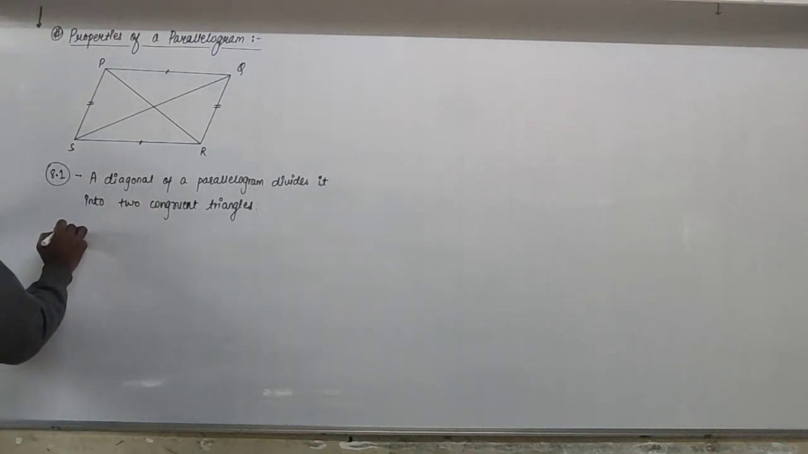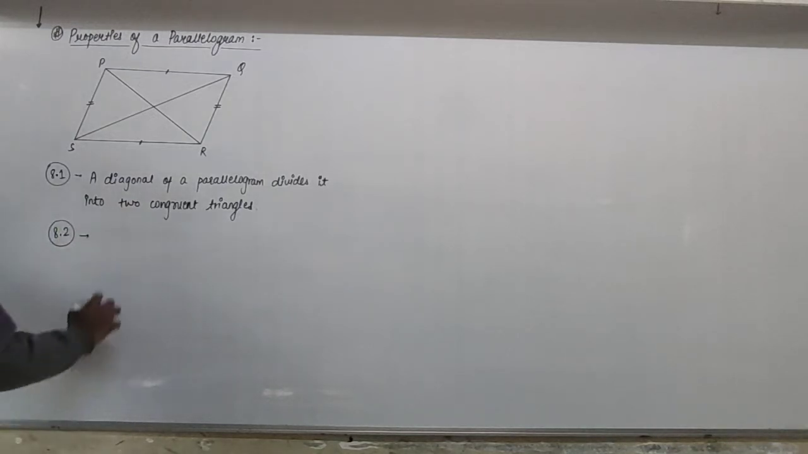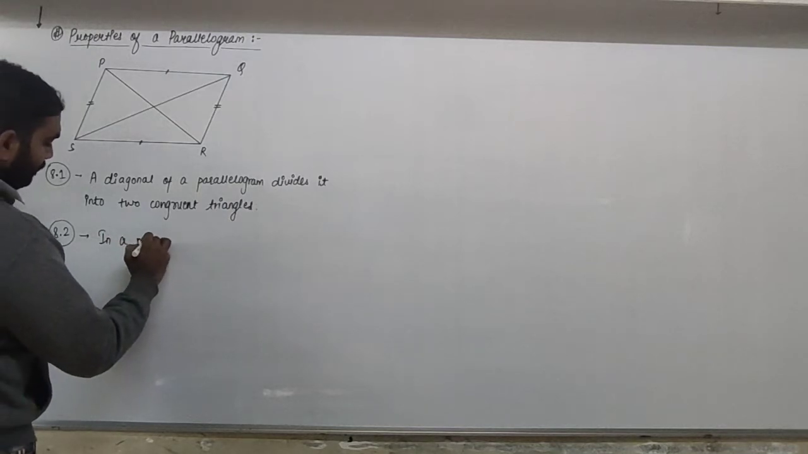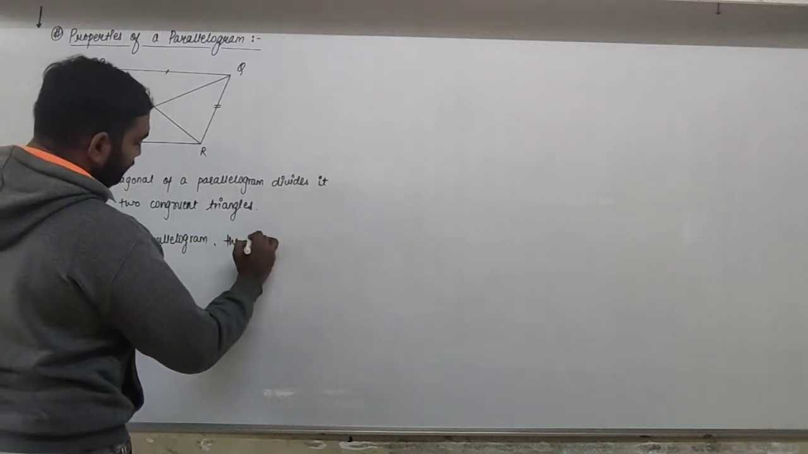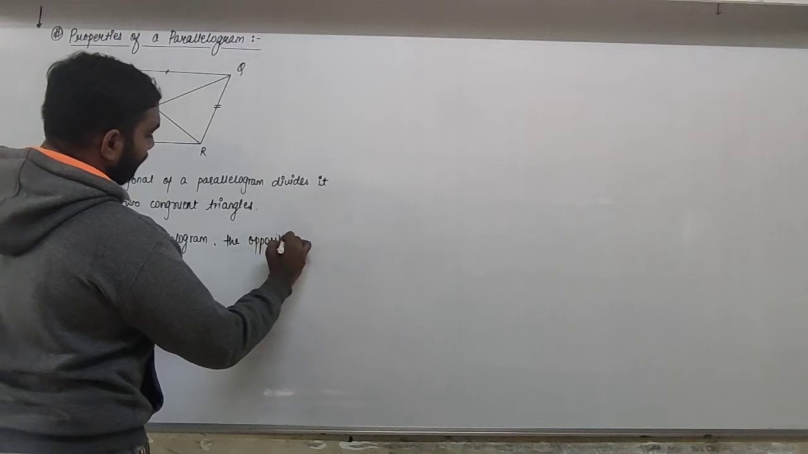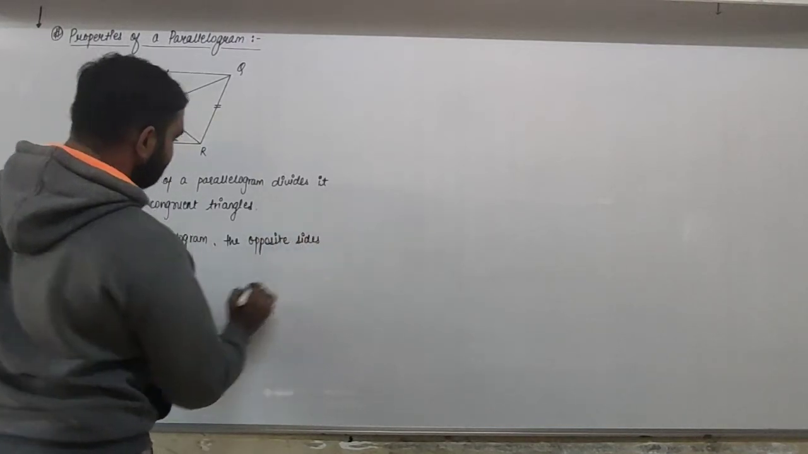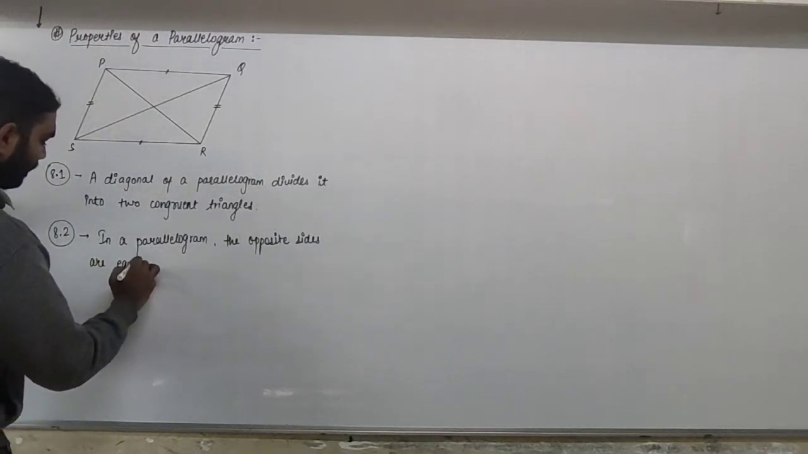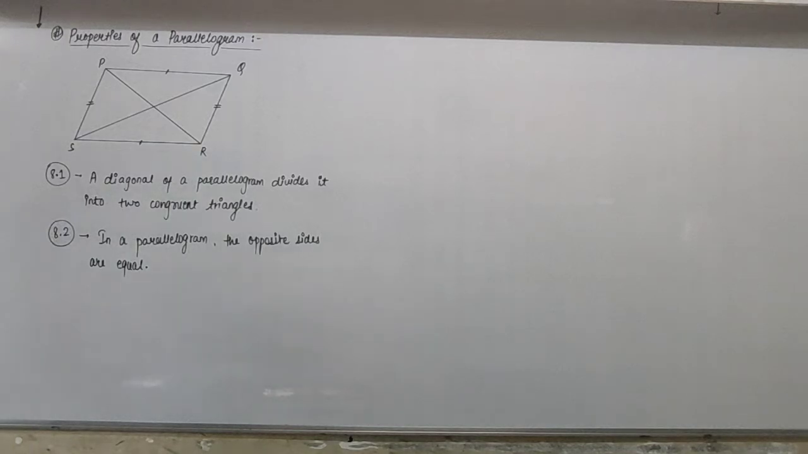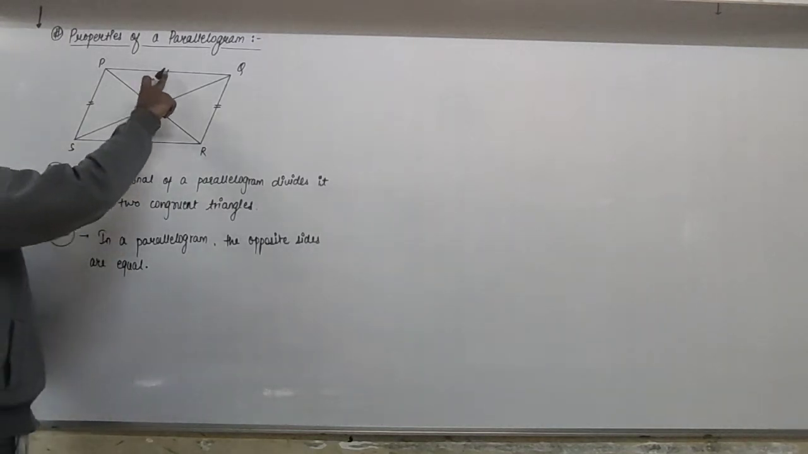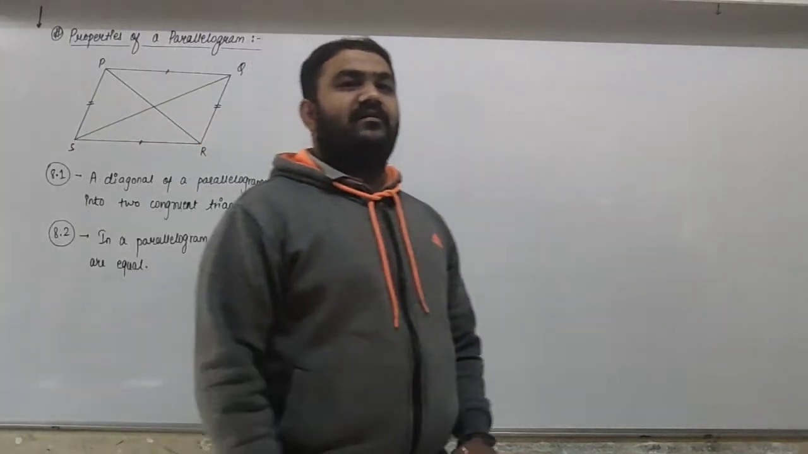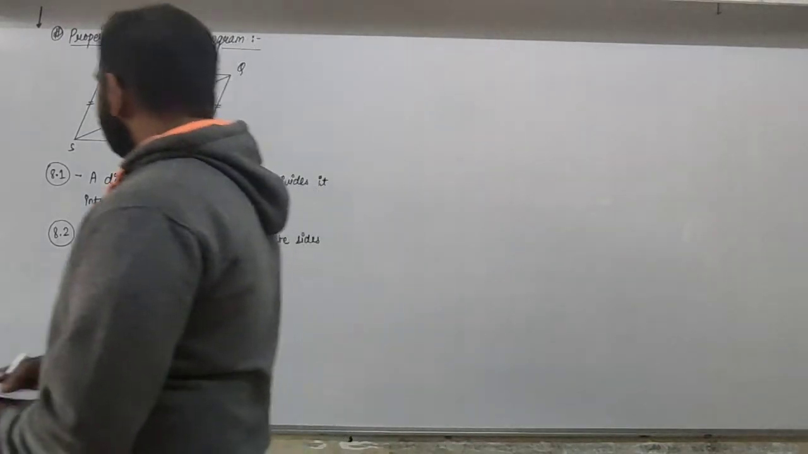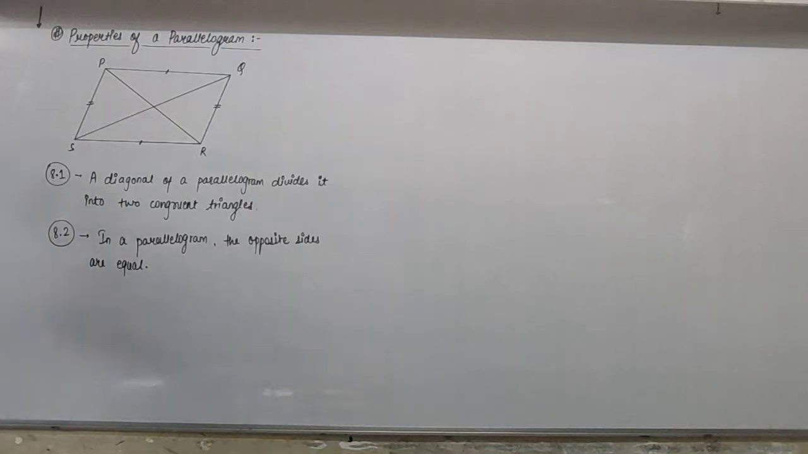Similarly, we are going to see the second one. In a parallelogram, the opposite sides are equal. So we also know that, as I already marked, PQ and RS are equal. PS and QR are also equal. So in a parallelogram, the opposite pair of sides are equal. Right? That is the second theorem. You just need to learn and understand that.